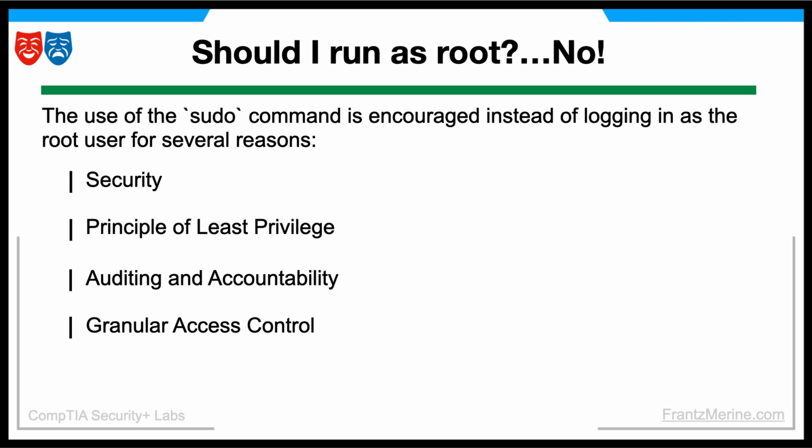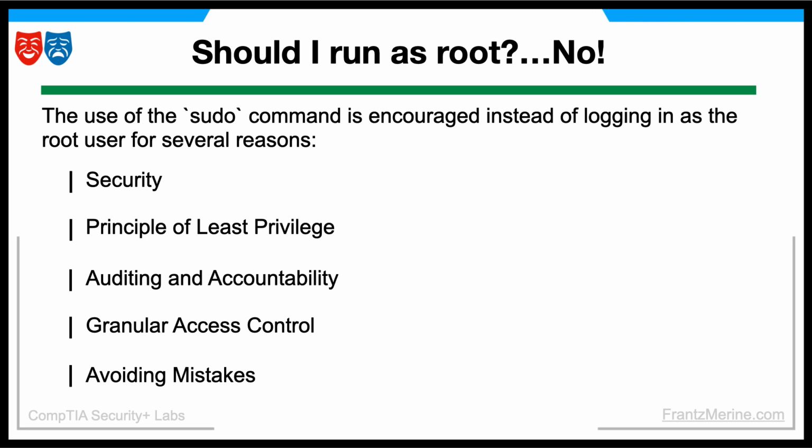Number 4, granular access control. With sudo, administrators can define fine-grained access control policies, granting specific privileges to individual users or groups for particular commands. This level of control helps to ensure that users only have access to the commands they need, minimizing the risk of accidental or intentional misuse. And then number 5, avoiding mistakes. By default, Linux systems often disable the root account login to prevent accidental damage caused by running administrative commands without proper consideration. By using sudo, users are forced to think more deliberately about the impact of their actions, reducing the likelihood of making harmful mistakes.